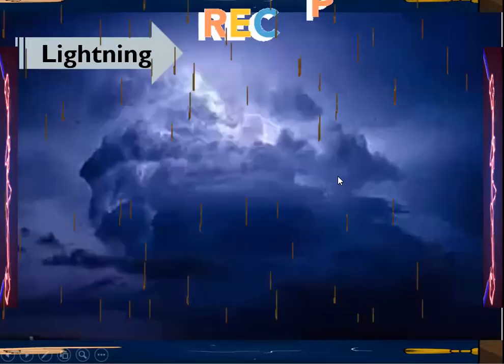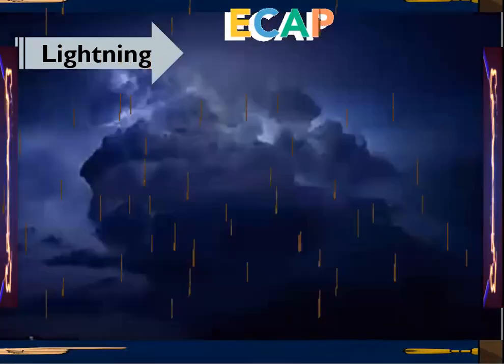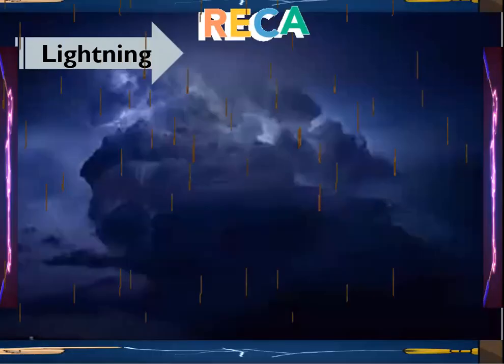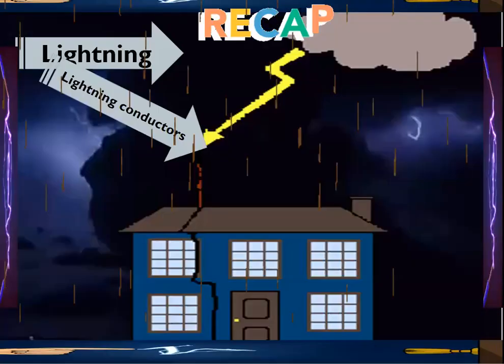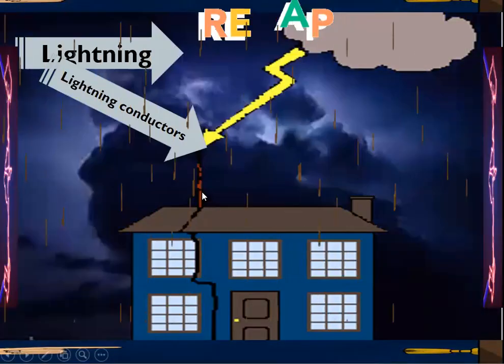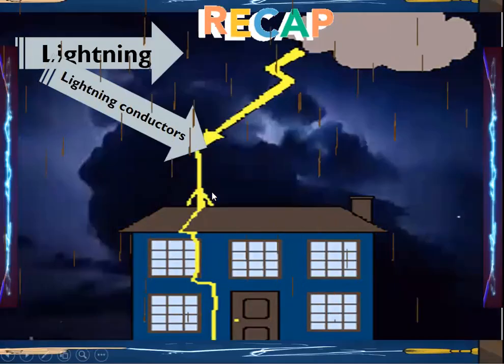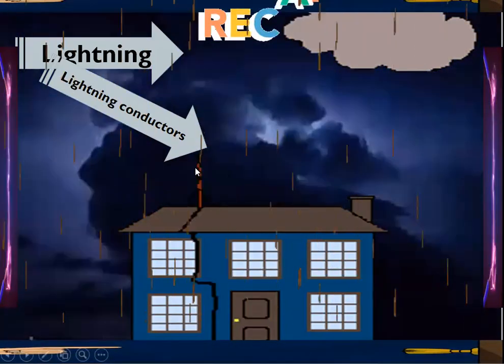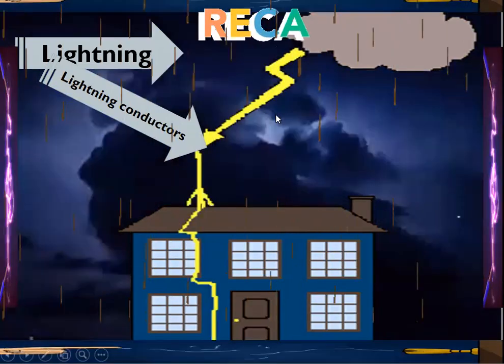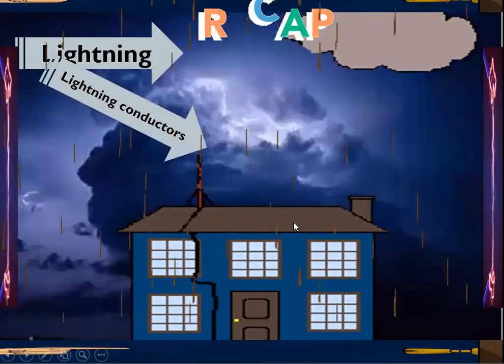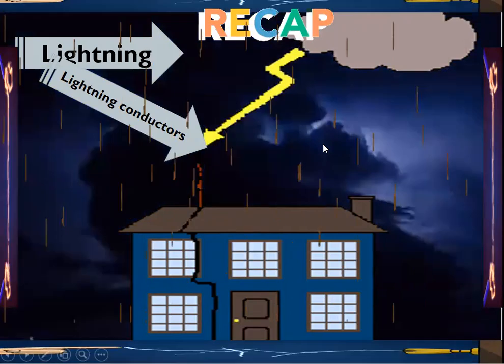Lightning conductors. In order to protect a high building from damage due to lightning, a pointed metallic rod called a lightning conductor is fixed to its highest point. This repels any charges that may be induced in the building from the clouds.